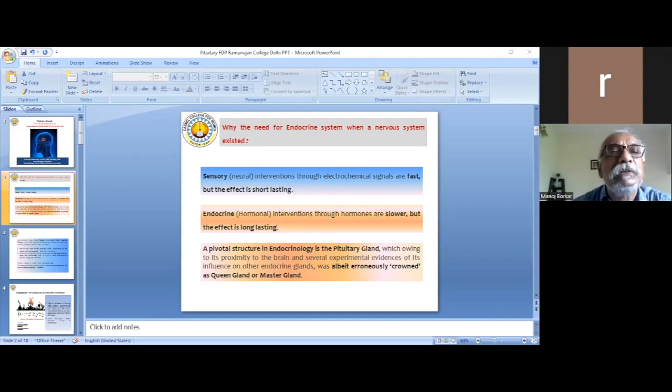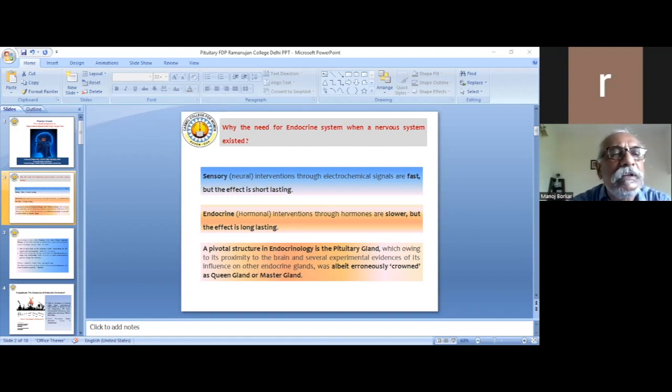So to start with, in the first place, at what point of time in the evolution of life, of course the fauna, did the endocrine system really evolve, and why? When there already existed a sensory system or a nervous system, what was the need felt to invest in yet another discrete endocrine system with its own glands and secretions? The purpose is very simple.